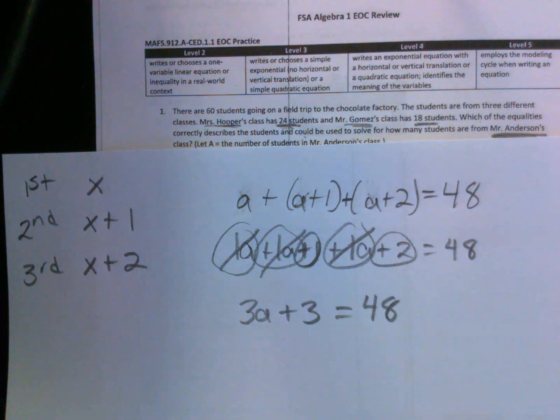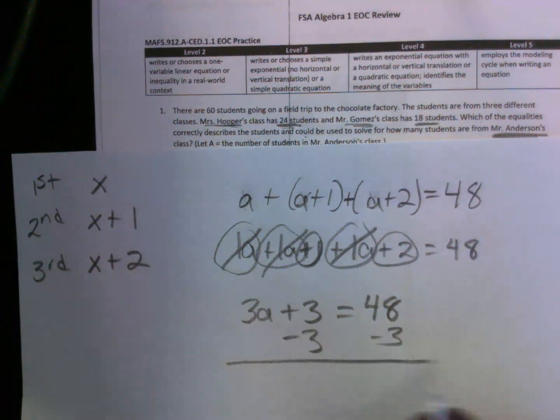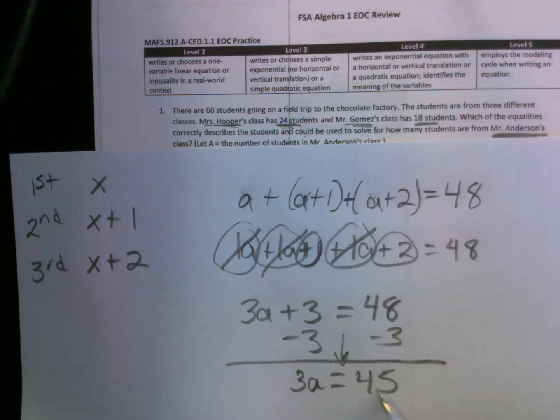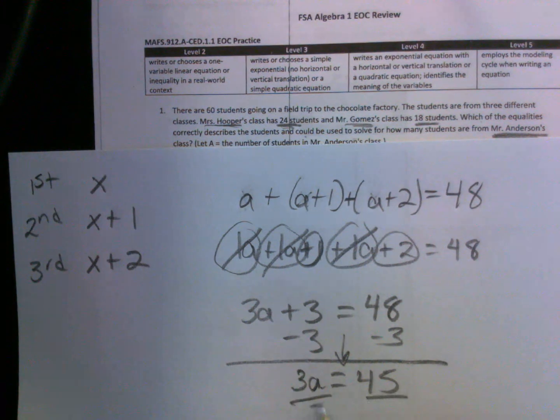How do you get A by itself? What are you going to do first? You're going to subtract 3 on both sides. So this gives you 3A is equal to, what does this give me? 45. So now what do I do to solve for A on each side? Divide both sides by 3. So this gives me A is equal to what number? 15. It's A is equal to 15.